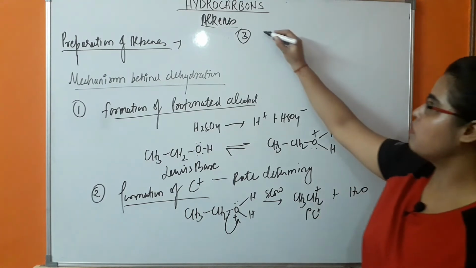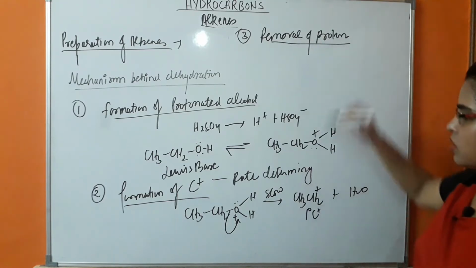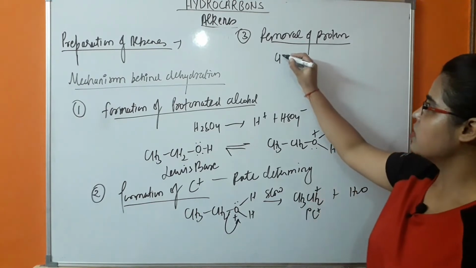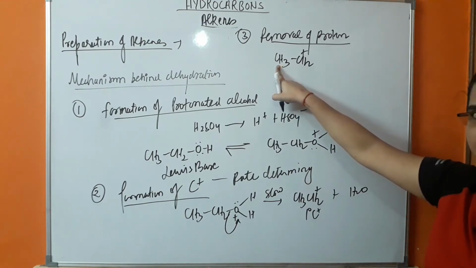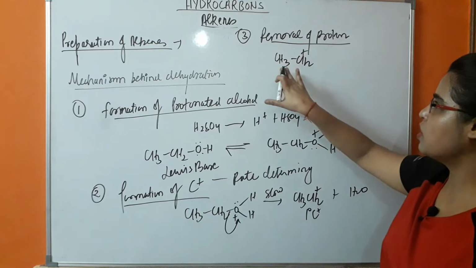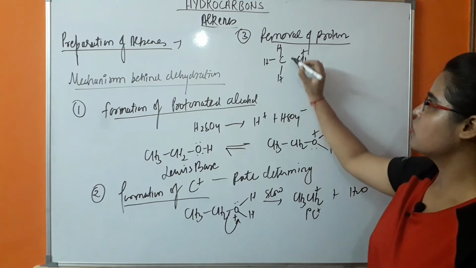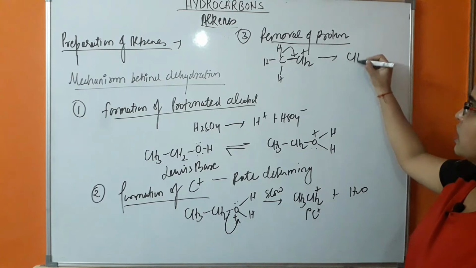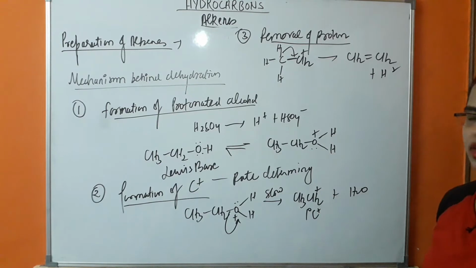What will happen? Removal of proton. There will be removal of proton from the beta position. So in CH3CH2 plus, the hydrogen in the beta position will be removed. If we represent the open structure, this hydrogen will donate its electron to this position. So there will be formation of CH2 double bond CH2, and removal of H plus. So this is the mechanism of the dehydration reaction.